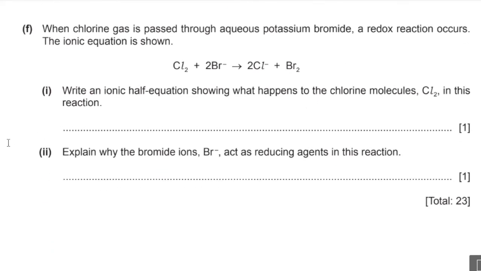F. When chlorine gas is passed through aqueous potassium bromide, a redox reaction occurs. The equation is shown. 1. Write an ionic half equation showing what happens to the chlorine molecules in this reaction.